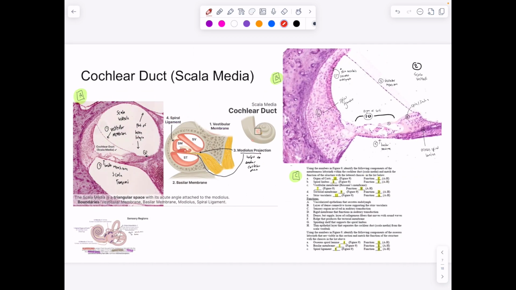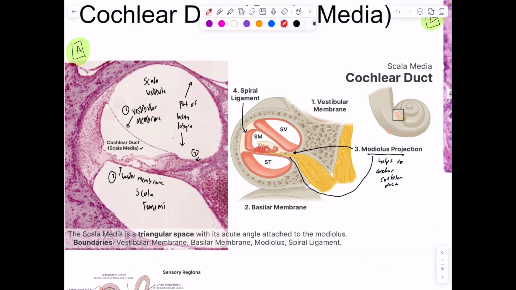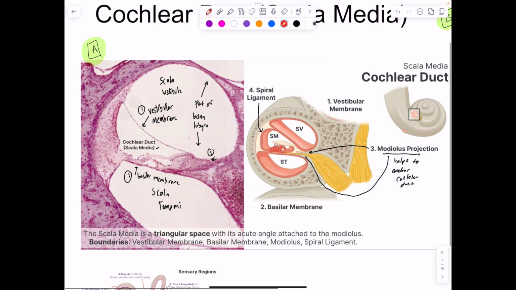All right, so let's take a look at our scala media then. So again, we are looking at a cross-section of our cochlea. And so if you were to slice one of these tubes right here, then you would see that we have 3 compartments, these 2 osseous labyrinth compartments filled with perilymph, right, high in sodium, low in potassium. And then here we have our endolymph. All right, so scala vestibuli, scala media, scala tympani.